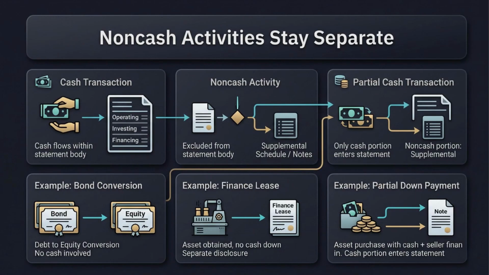Now let us separate cash transactions from non-cash activities. ASC 230 excludes significant non-cash investing and financing activities from the body of the statement because the statement body is for actual cash receipts and cash payments. But non-cash does not mean unimportant. A bond conversion, a finance lease acquisition with no cash paid at inception, or a purchase partly financed by a seller note can materially change the balance sheet. These transactions are disclosed separately, usually in a supplemental schedule or notes.